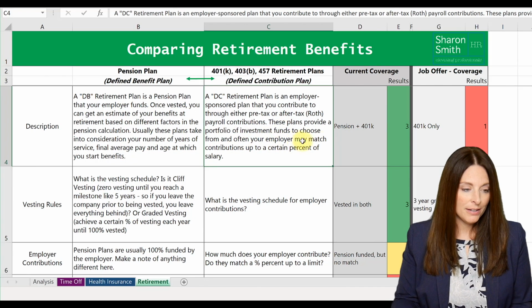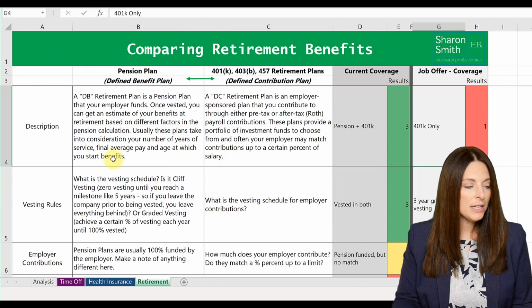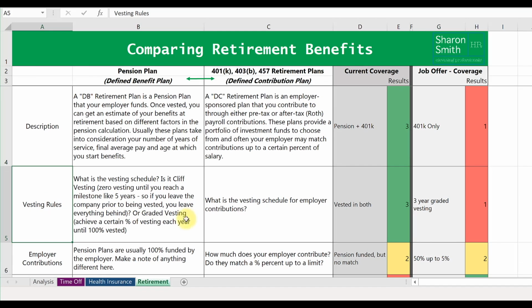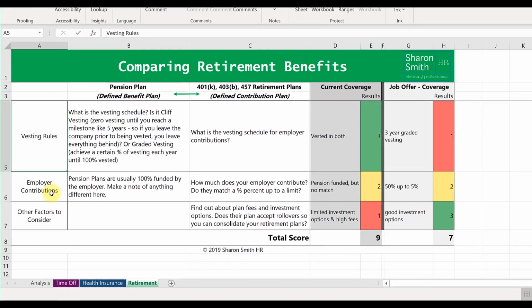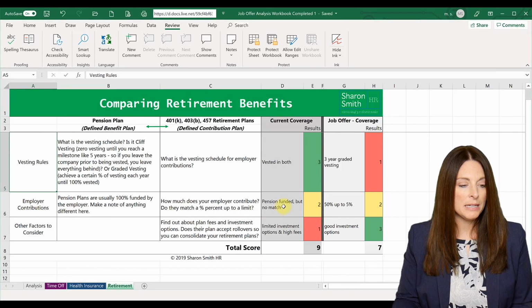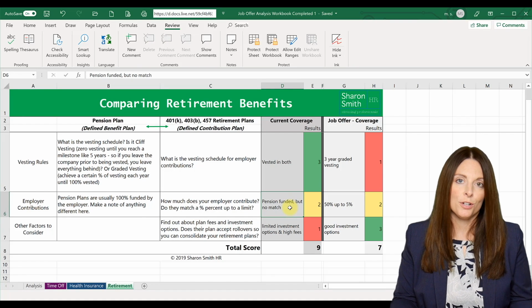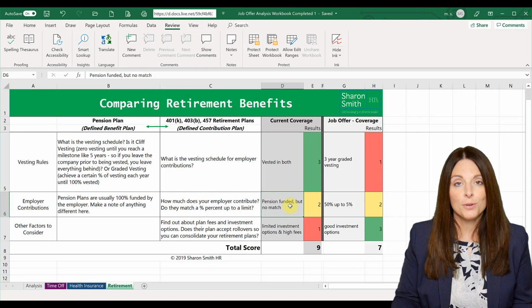So at my current employer in this scenario, I said I had a pension plus 401k versus 401k only in this scenario. I went through each description over here of vesting rules, how long does it take you to get vested? Is it graded vesting or cliff vesting? These are the things that you're going to want to look at and understand so that you can compare. And then what are the contributions? Is there a company match? You know, the pension is funded, but there's no match on the 401k, so maybe I do or don't participate in that.